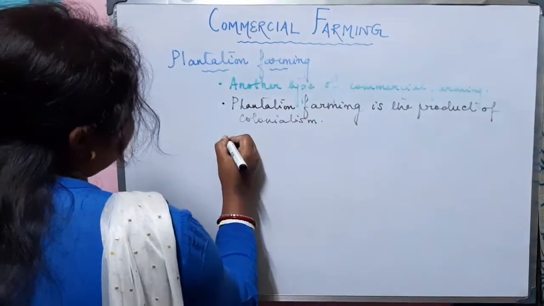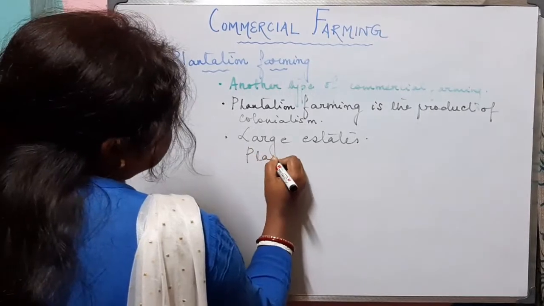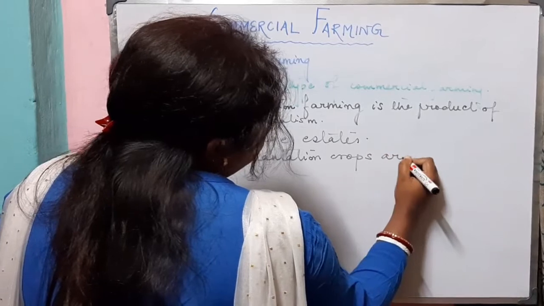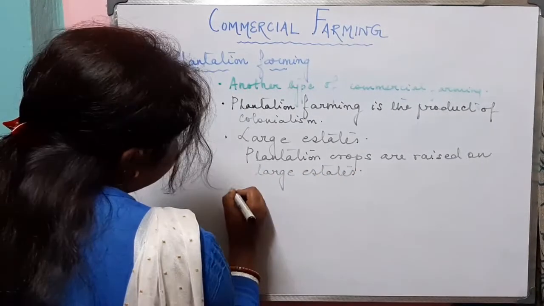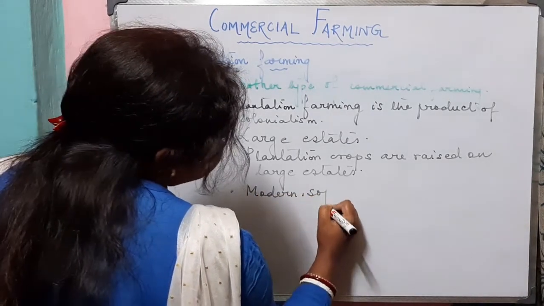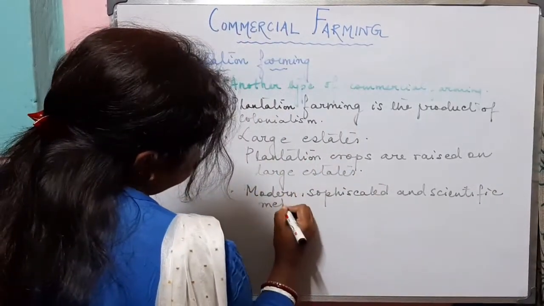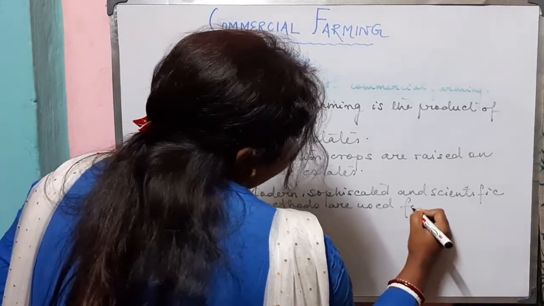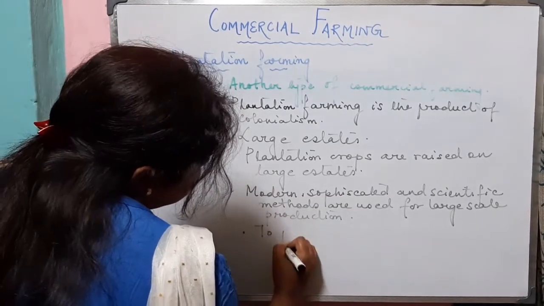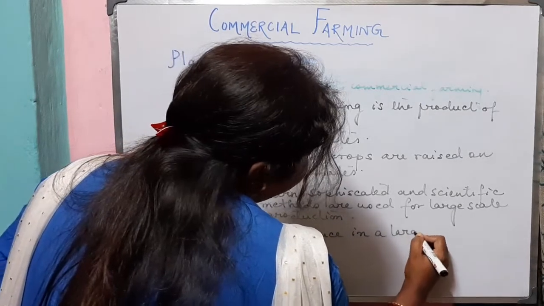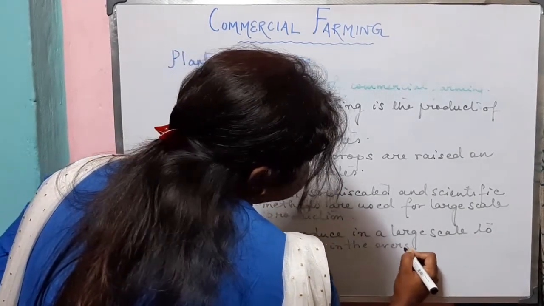Now, plantation farming which is done in India is done on large estates. So we can say that plantation crops are raised on large estates. Here, in this type of farming, modern, sophisticated, and scientific methods are used. Why? For large-scale production. Because the main aim of this farming is to produce on a large scale to export in the overseas market.